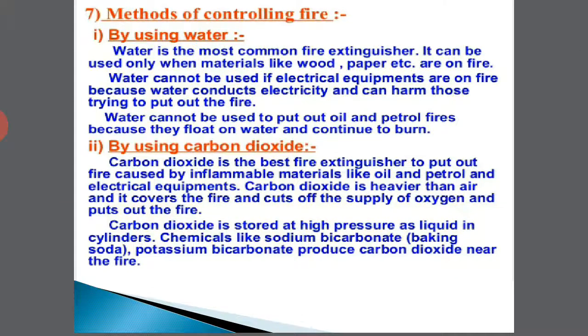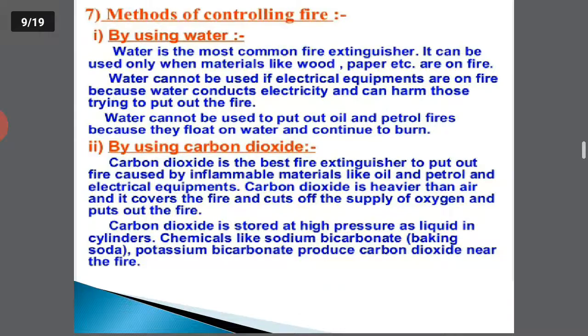Methods of controlling fire. First is by using water. Water is the most common fire extinguisher. It can be used only when materials like wood and paper are on fire. We cannot use water if electrical equipment is on fire, because water conducts electricity and it can harm those trying to put out the fire also.